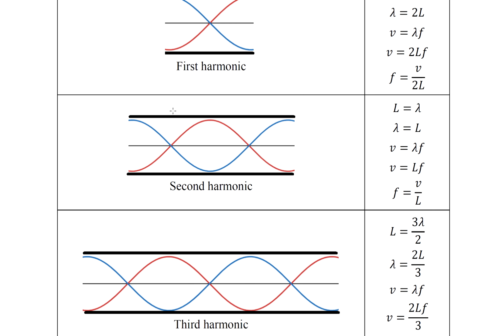Now for the second harmonic, once again we have an open tube. The length of this tube is equal to how many wavelengths? It's one wavelength. So L equals lambda. Let's introduce the equation v equals lambda f. Let's substitute lambda equals L, so v equals Lf, and solve for f.